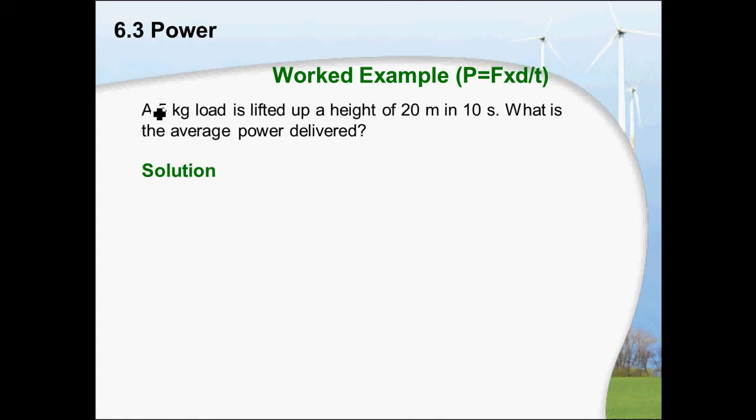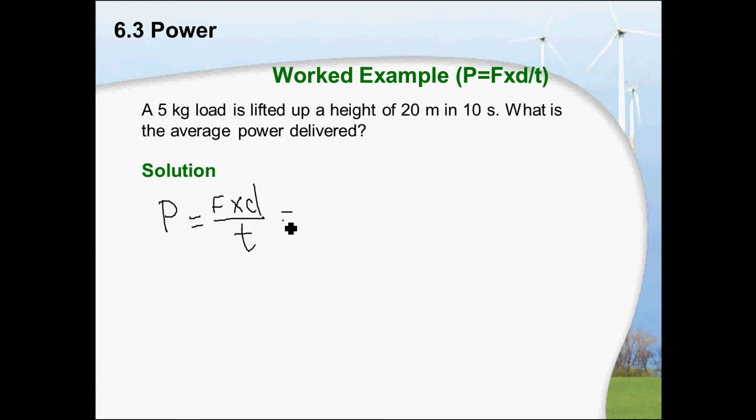Alright, so first of all, we use the formula power equal to force times distance over time. Why do we use force times distance? Because you need to do work against the weight, so you need to apply a force. That's why you have to use this formula: force times distance over time.